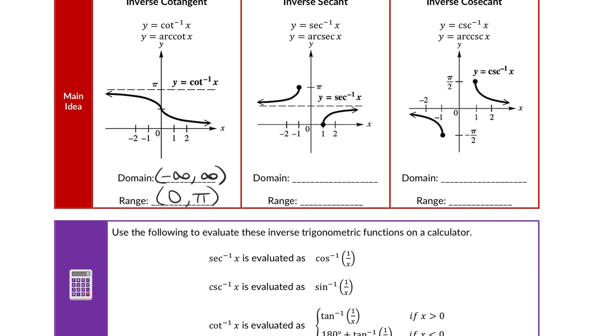Can pi ever be on the bottom of a fraction? Yes, like alone. Like 1 over pi? Yeah, that is a number. It's just 1 over pi. It's 1 over 3.14.